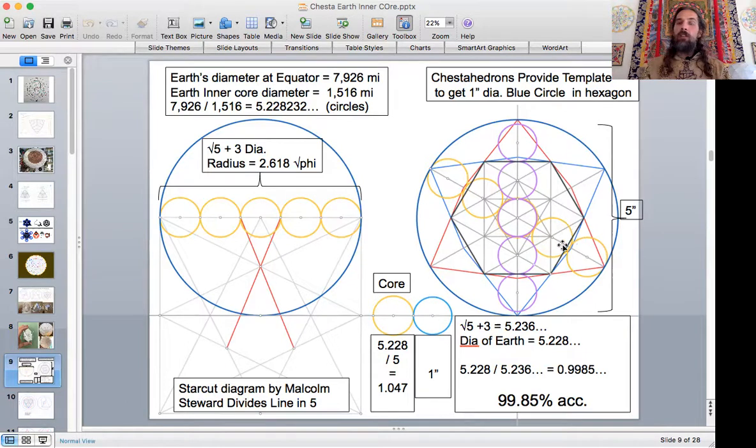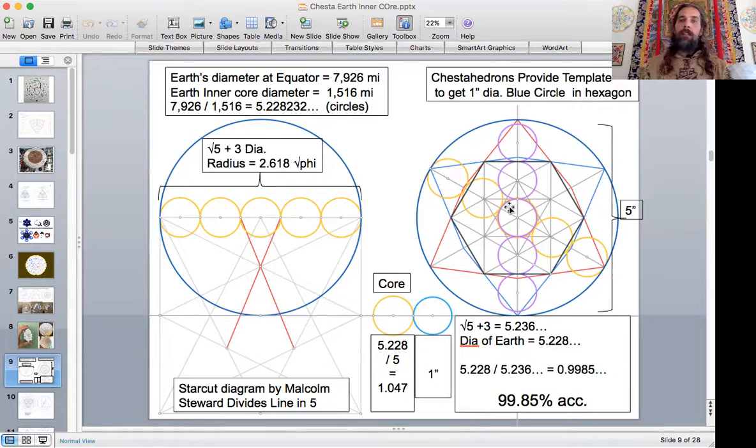So this is tangent to one another. It's like they're meant to be together. They fit together perfectly. Okay, that was a lot of information in that slide, but all I'm saying here is that the Chestahedron was essential to get the scale of the 5 inch measurement, which is what's all going to happen with this hexagram star. You needed the 5 in there to get that root 5 plus 3 diameter to get that dimension of the core.